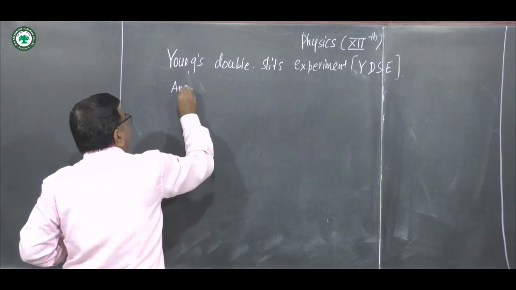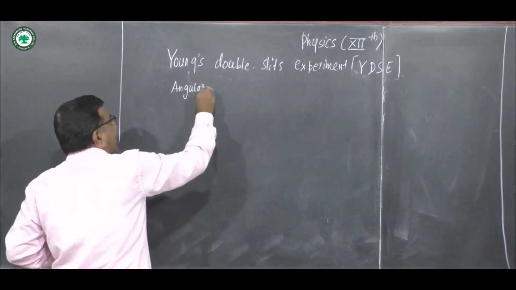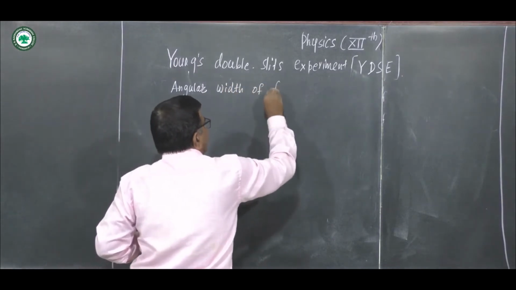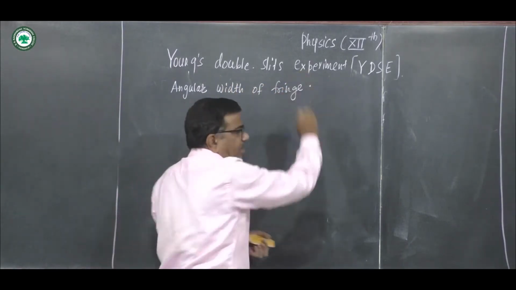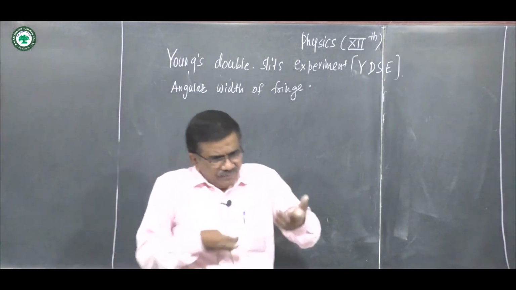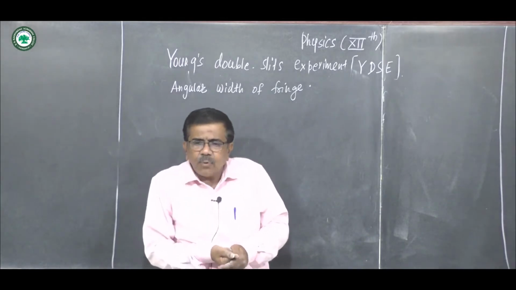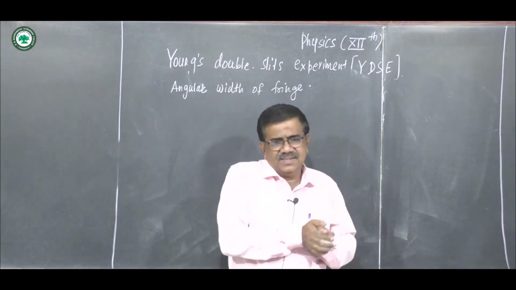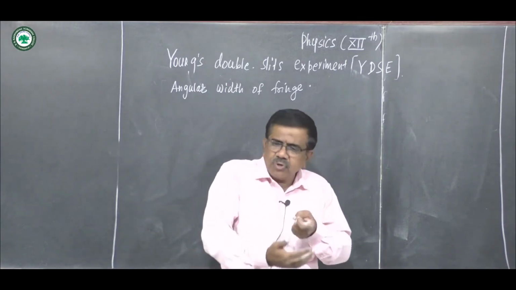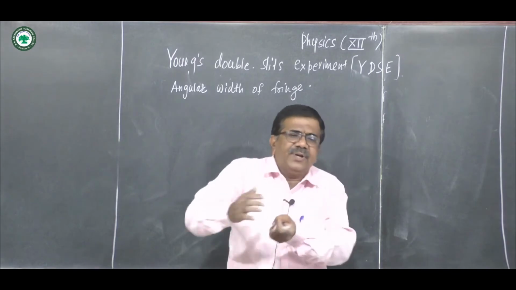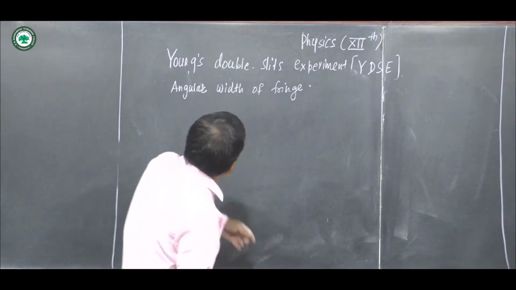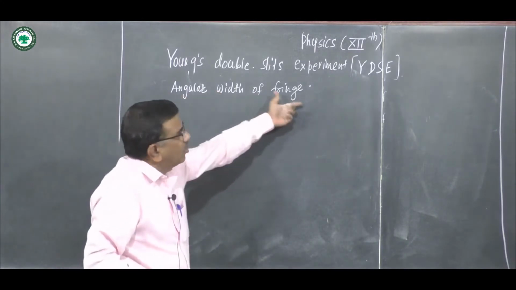Angular width of the fringe, in terms of angle. Firstly, we find the angular position of the nth bright fringe. Then we find the angular position of the n plus 1th bright fringe. And by taking the difference, we get the angular width of the fringe.